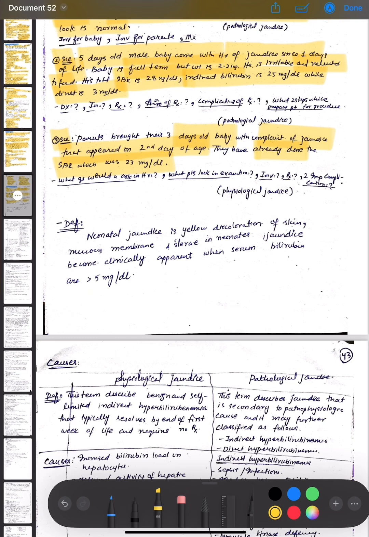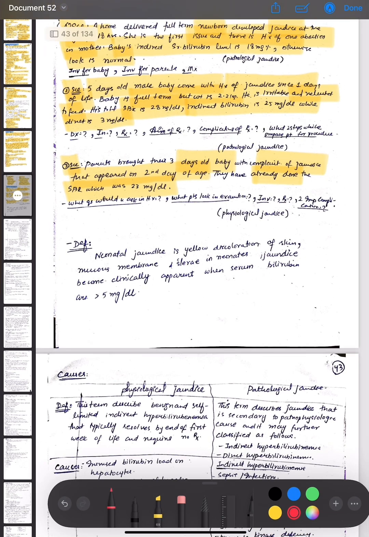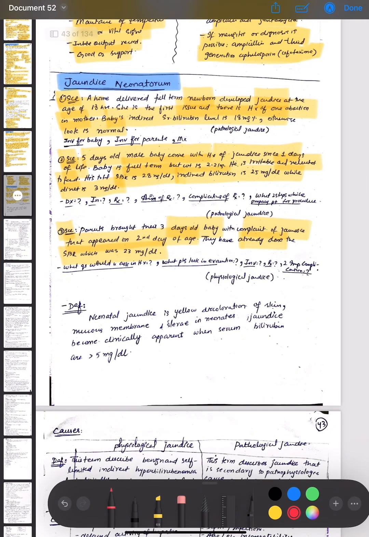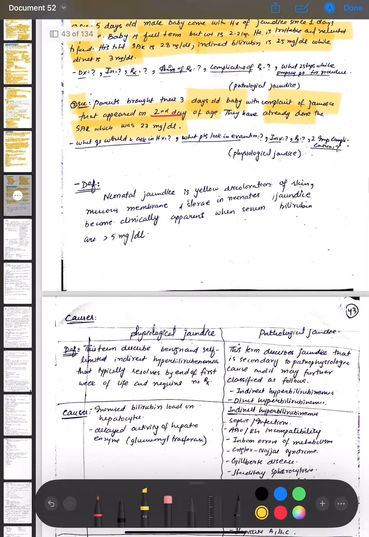Now we have some diagnostic findings from these scenarios, that this is jaundice neonatorum, that the serum bilirubin level is high, that is 18 milligram per cent. The baby developed this disorder some hours after birth, that is 18 hours, or on the second day of age, and the complaint of jaundice appeared. So the diagnosis is jaundice neonatorum. Now the definition: neonatal jaundice is yellow discoloration of the skin, mucous membrane, and sclera in the neonates.